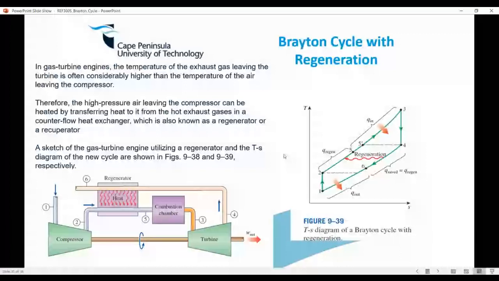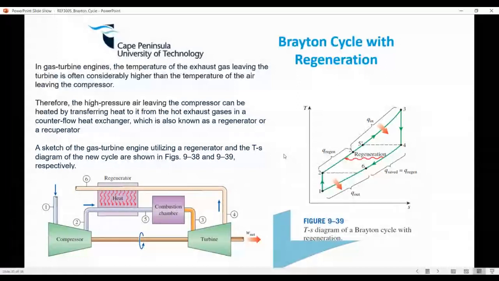So that's the first addition of improving the so-called Brayton or Joule power cycle. Of course, like I mentioned, the next level is the intercooling and reheating, which we're not going to do. We're just going to do the first form of improvement.